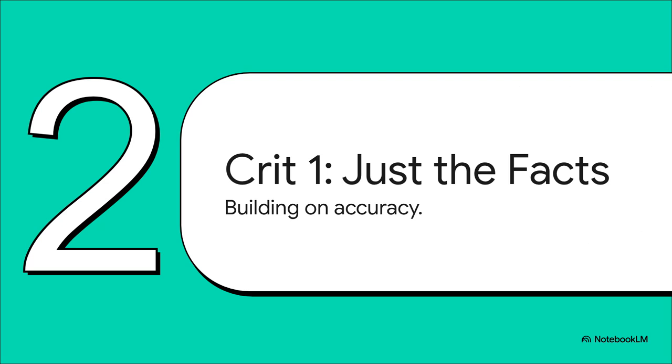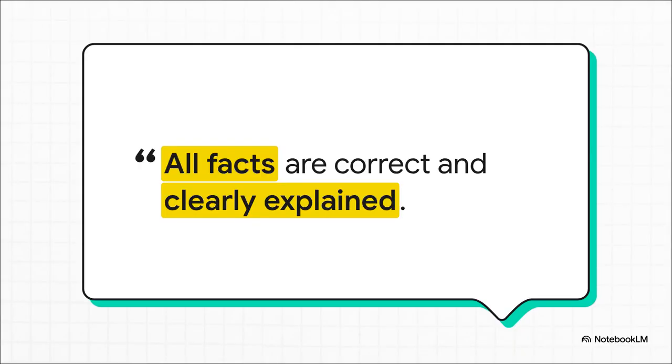Okay, so now we get to criterion 1, and this is the big one. Just the facts. Because think about it, a perfectly organized map is totally useless if it leads you off a cliff, right? Everything, and I mean everything, we put into our blueprint has to be accurate. The gold standard here is simple, but it's absolute. All the facts have to be correct and explained clearly. With a topic like this, which is just full of myths and misinformation, this part is completely non-negotiable.